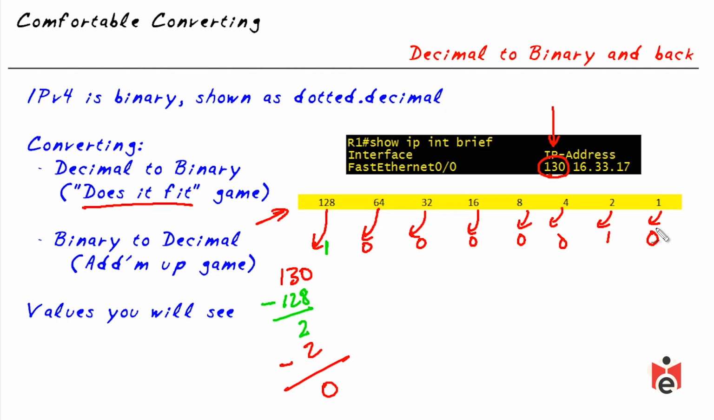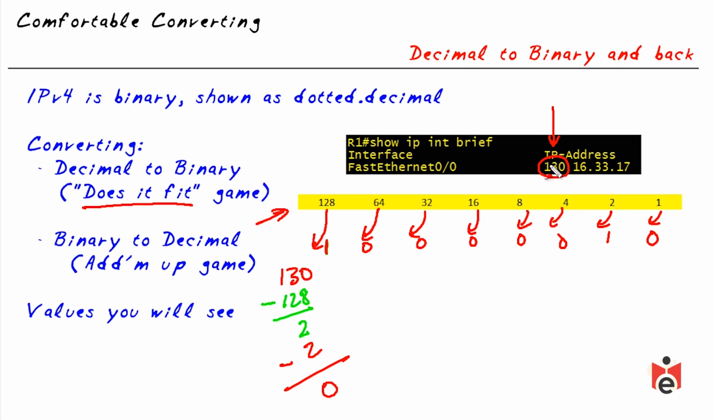It's sort of like accounting. If you love accounting with debits and credits, trying to get them to equalize, that's all we're doing here, is we're trying to whittle this number down to 0. So this number right here, 10000010, is 130 in decimal.